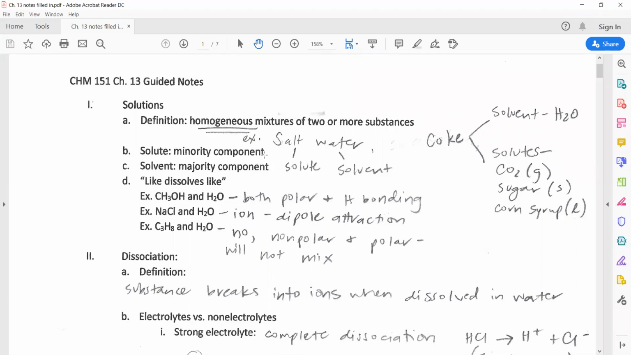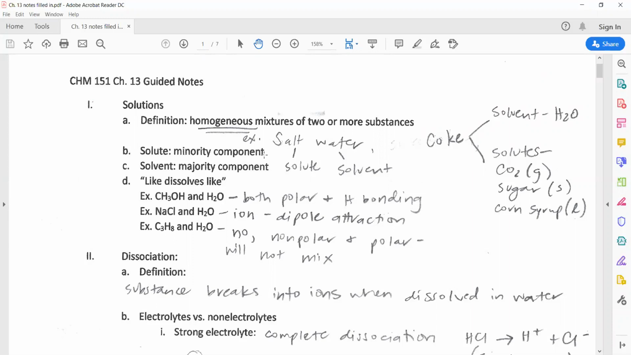Whereas if you have sand and water, no matter how much you stir, that would be a heterogeneous mixture. It would not be the same throughout, and so that would not be called a solution. So salt water is one example. Coke or any soda would be another example because it's the same throughout.